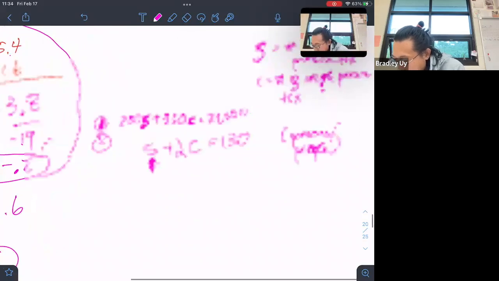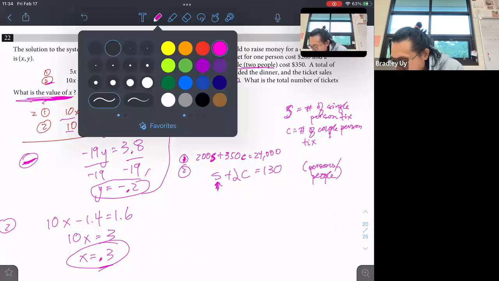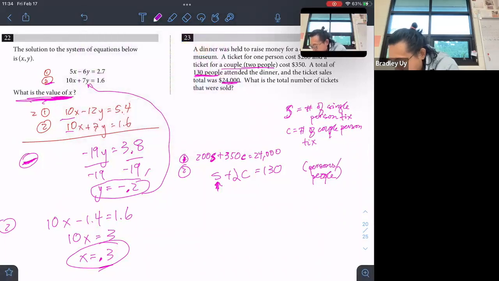I think the easiest way, the number of tickets, what is the total number of tickets sold? We need S and C in this case. So I was just looking at which I want to eliminate. Maybe I could save some time, but we need both S, the number of single person tickets, and C, the number of couple person tickets. Since the system of equations, I want to leave my answer positive. So I'm going to multiply equation 2 by 125, okay?